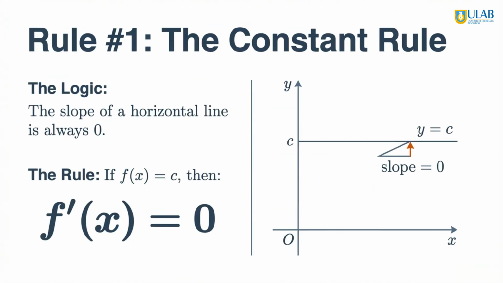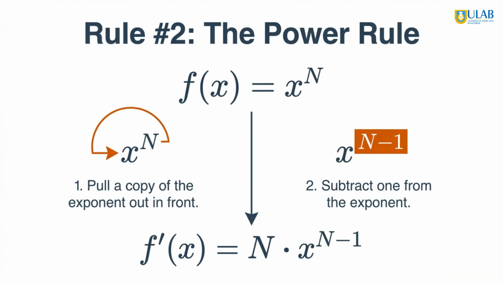Rule number 1 is the constant rule. Since the slope of a horizontal line is always 0, if a function f of x equals a constant c, then its derivative is 0. Rule number 2 is the power rule. For a function f of x equals x to the power of n, you pull a copy of the exponent out in front and subtract 1 from the exponent. The derivative is n times x to the power of n minus 1.